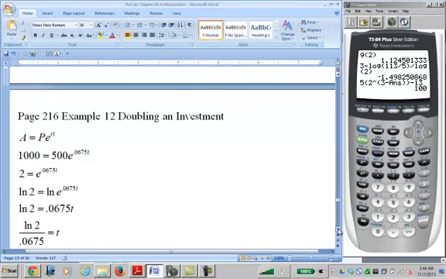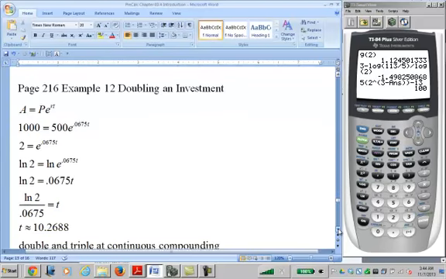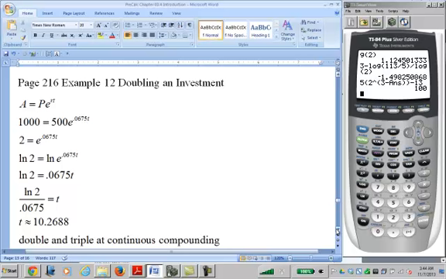Okay, doubling an investment using continuous growth. A equals principal times e raised to the rt. How long will it take us to double $500 continuously compounded at 6.75% interest? So we make the equation 1,000, which is doubled, equals 500 times e to the 0.0675t.